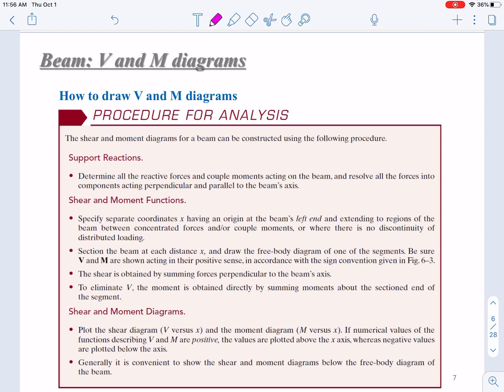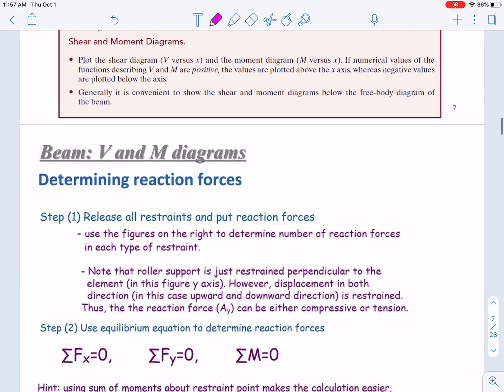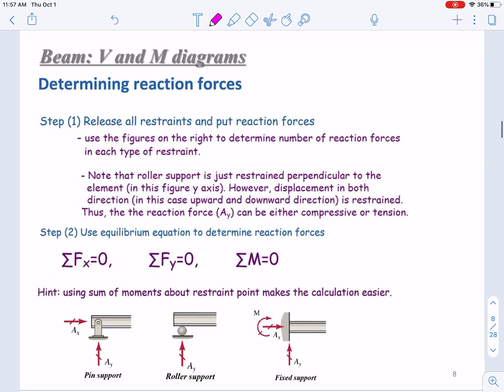These are the general steps I copied from the textbook of statics. You can review these steps by yourself. I will just briefly go through them. First of all, we need to determine all the reaction forces based on the external loadings. So step one, we release all the restraints and put reaction forces, then we use equilibrium equations to determine the reaction forces.